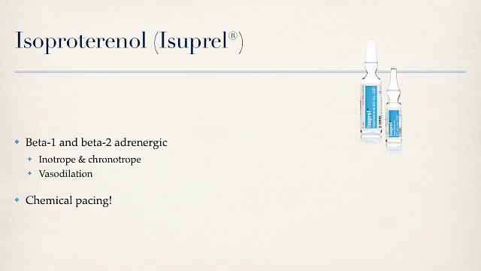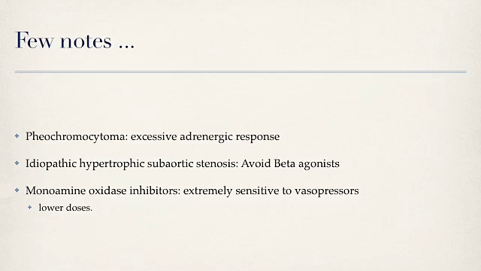Definitely the vasodilatation effect is significant since there's no alpha effect at all, and hence you probably want to use an alpha agonist if you're going to use isoproterenol on your patients.